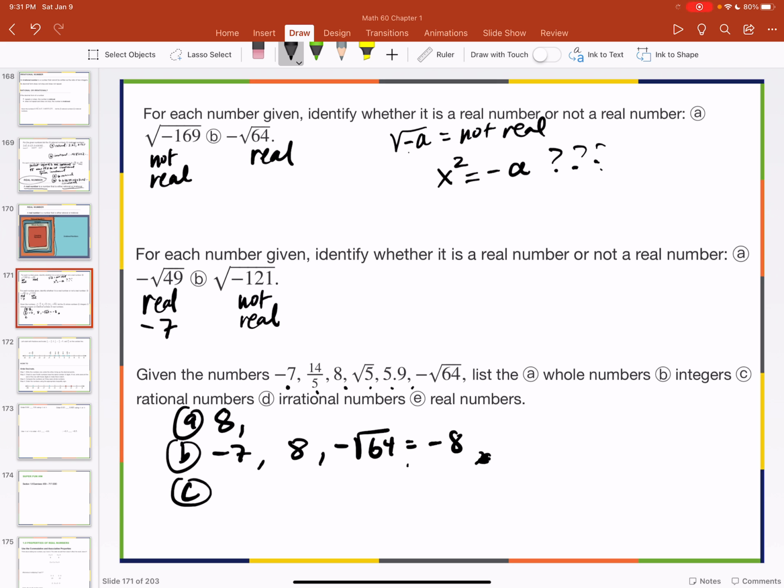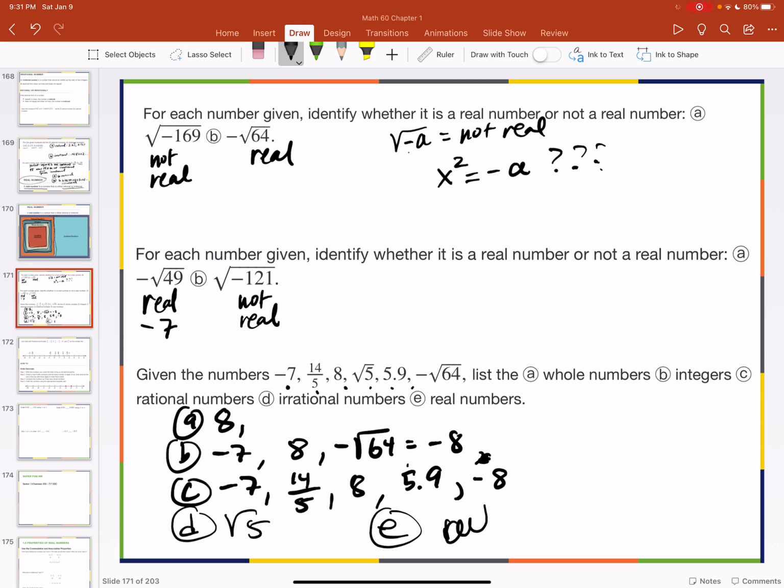C, the rational numbers. That would be -7, 14/5, 8, not square root of 5 because that's prime, 5.9 because you can express that decimal as a fraction, and then negative square root of 64, which is -8. And then irrational would be square root of 5. And then E, real, would be all of them.